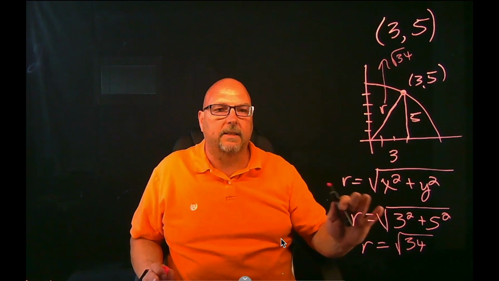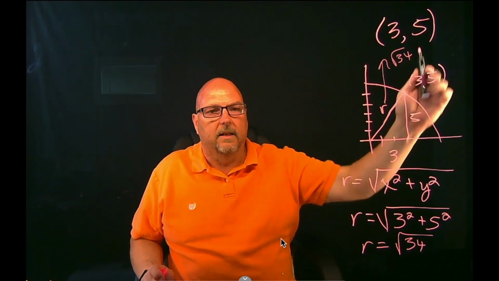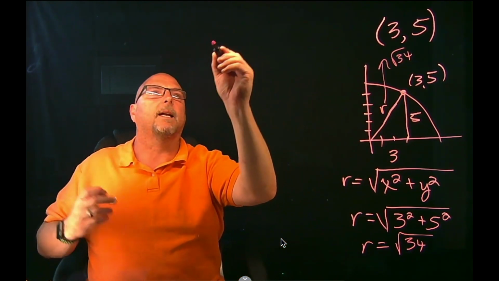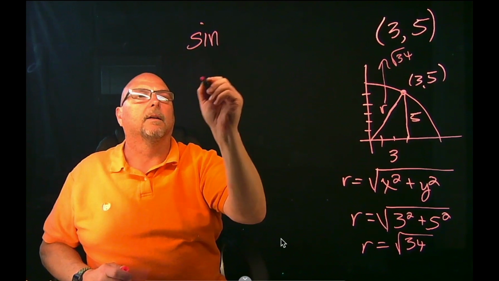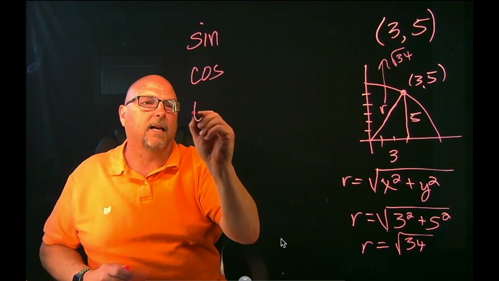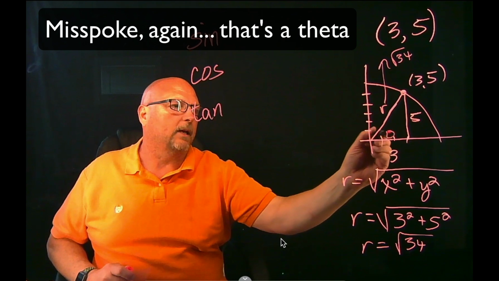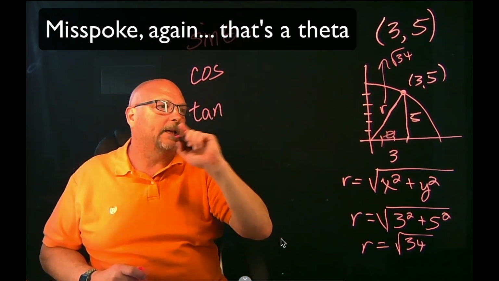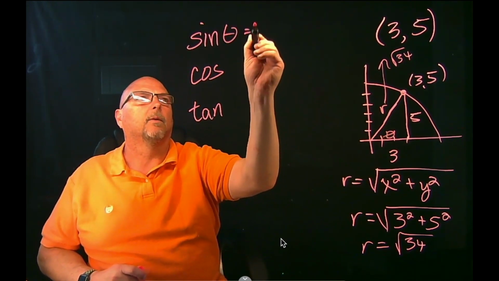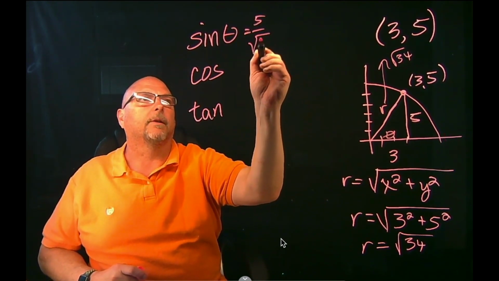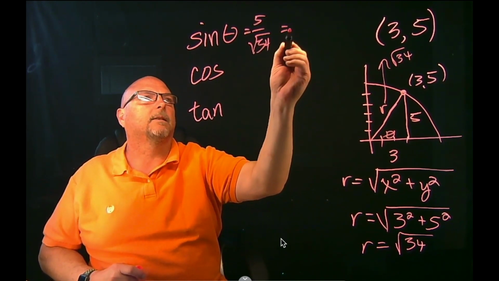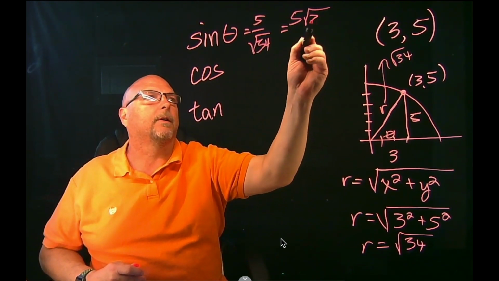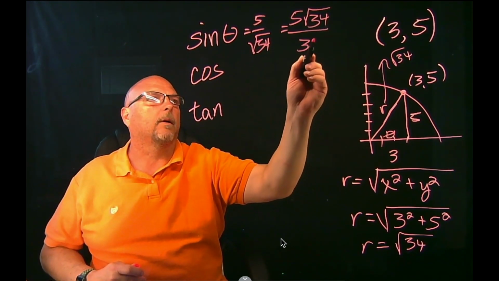So now I have all the pieces I need to do what the problem is asking. The problem is saying, if this is a terminal point, what are all my trig functions? So I could look at sine, cosine, and tangent of the angle being generated, say alpha right here. And I know that the sine of alpha is going to be the opposite over the hypotenuse. Well, I know that's 5 over the square root of 34, which simplifies, multiplying the top and bottom by radical 34, to 5 root 34 over 34.